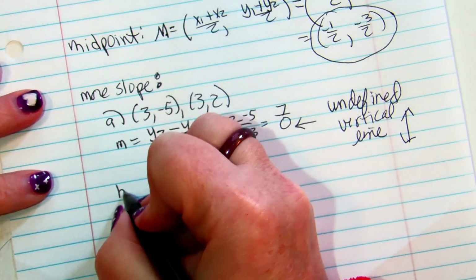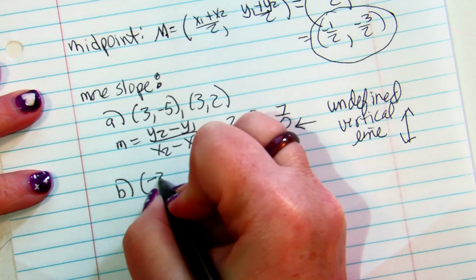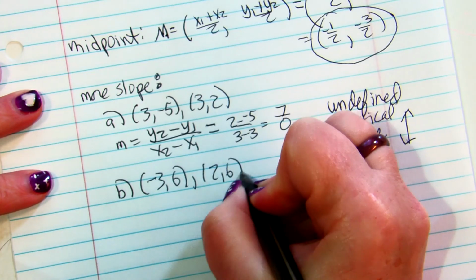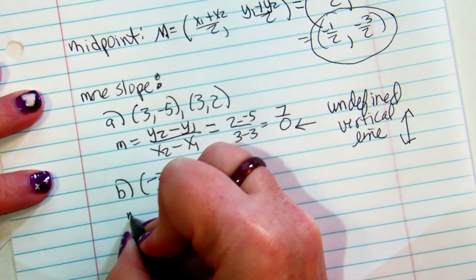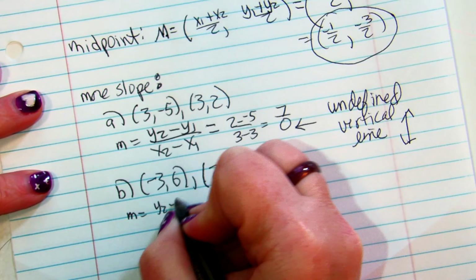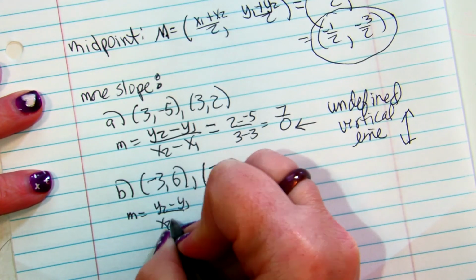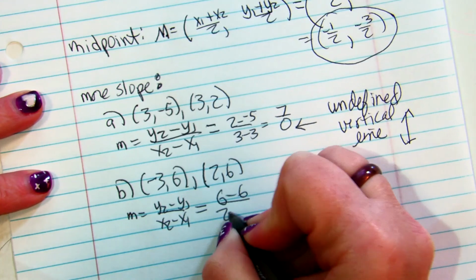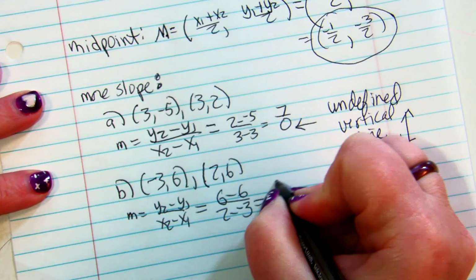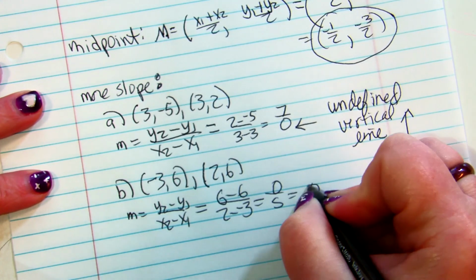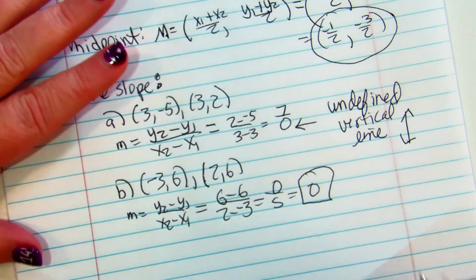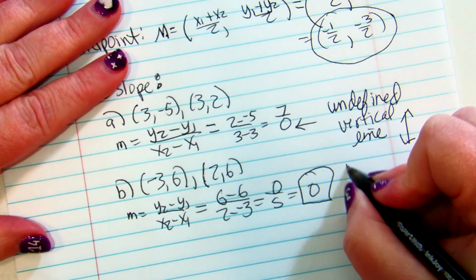And then the other one we're going to do: m equals y2 minus y1 over x2 minus x1 equals 6 minus 6 over 2 minus negative 3. 0 over 5 is just 0. So that's a slope. It's the answer. And it's a horizontal line.